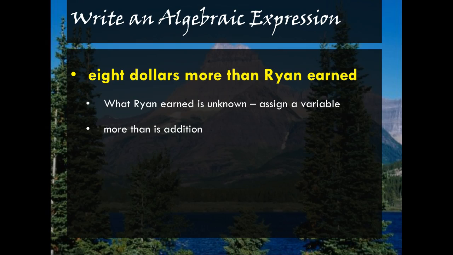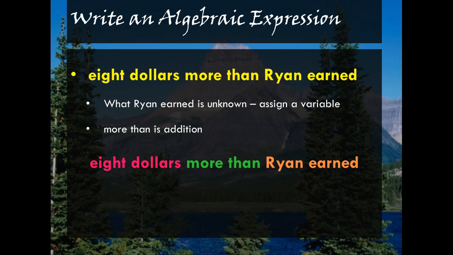Let's break down the expression and turn it into symbols. We have $8. We can represent that with the number 8. More than is addition, and Ryan earned is our variable. In this case, I use the variable x. You can choose any letter that you want as your variable. Our final answer for writing an algebraic expression would be 8 plus x. Since we don't know what x is, we cannot evaluate the expression.